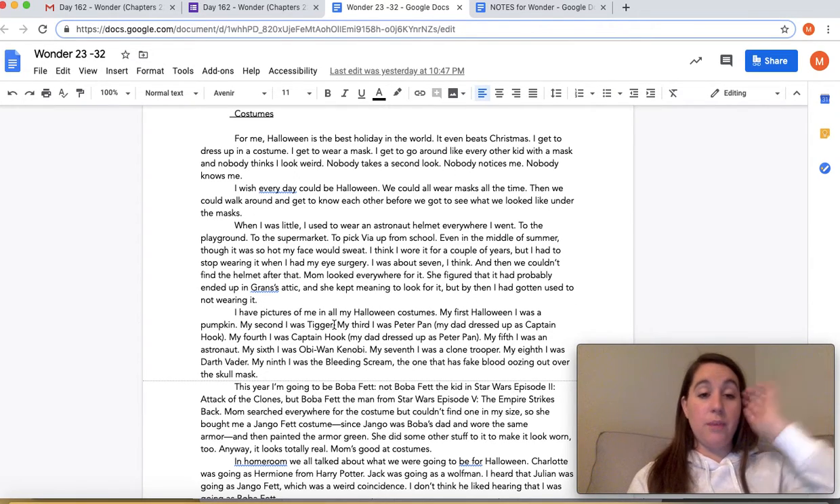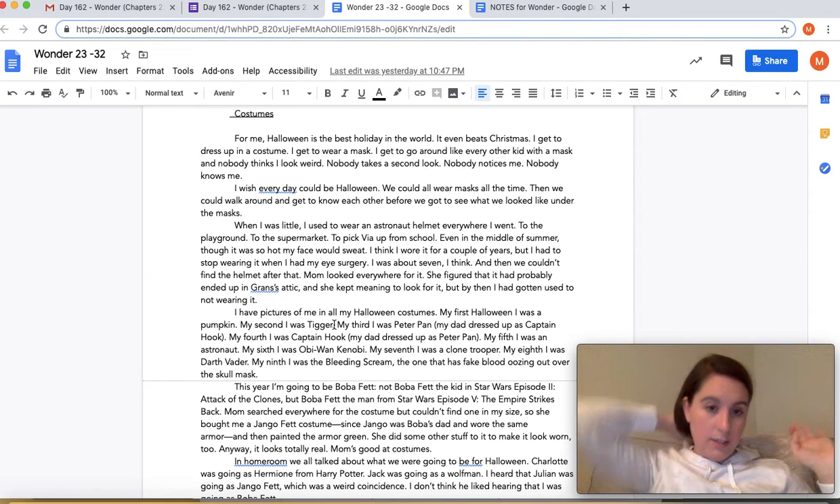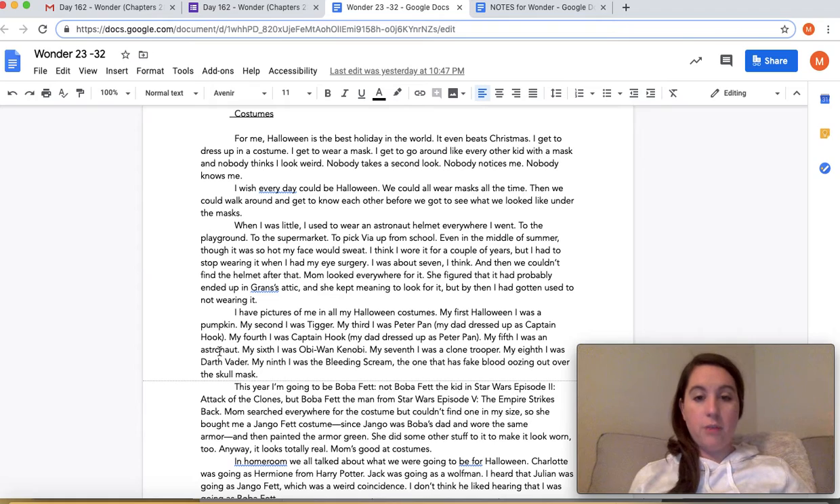I have pictures of me in all my Halloween costumes. My first Halloween, I was a pumpkin. My second, I was Tigger. My third, I was Peter Pan. My dad dressed up as Captain Hook. My fourth, I was Captain Hook. My dad dressed up as Peter Pan. My fifth, I was an astronaut. My sixth, I was Obi-Wan Kenobi. My seventh, I was a clone trooper. My eighth, I was Darth Vader. My ninth, I was Bleeding Scream, the one that had the fake blood oozing all over the skull mask.